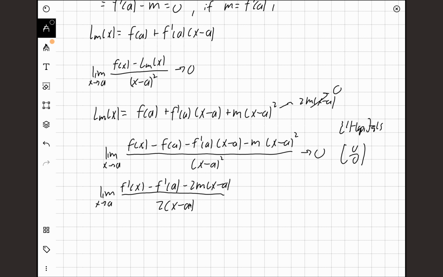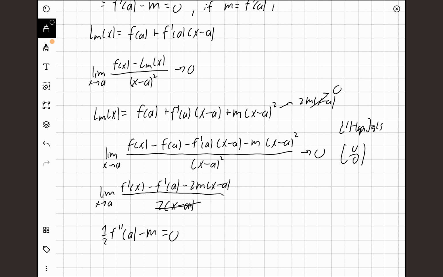So now we get this over here, and again, if we plugged in x equals a, we get 0 over 0 again, but we can also just see that we can take this 2 out. We can split this into this fraction, and then for this, we can take the 2 out, and this, f prime of x minus f prime of a over x minus a, the limit as x goes to a, that's just the definition of the second derivative of a function. So just f double prime of a, and this over here, 2x minus a, this just cancels, so all we're left with is m, and the limit doesn't affect m.